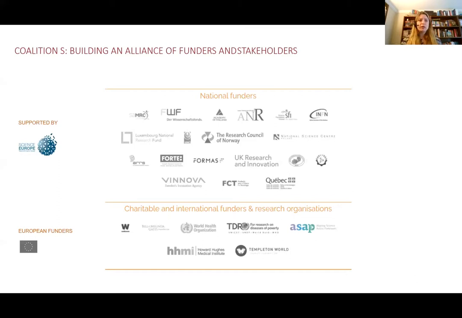I wanted to show a quick snapshot, but all of this is available on the Coalition S site as well. So a lot of definitely Europe-centric national funders, but now also growing to include more charitable and international funders. We're definitely always looking to grow. We would like to be truly global.